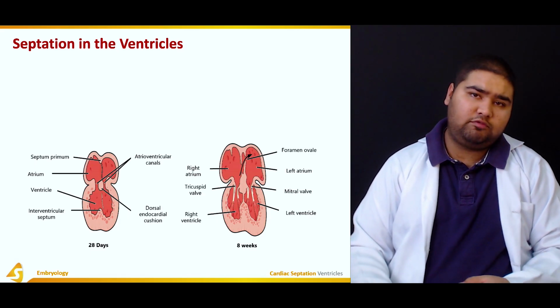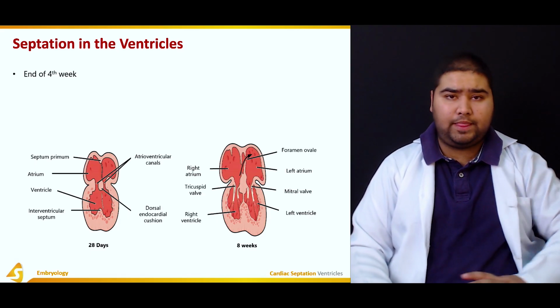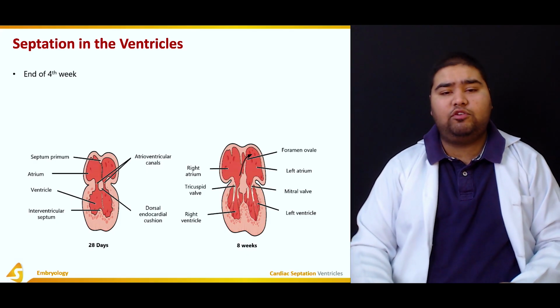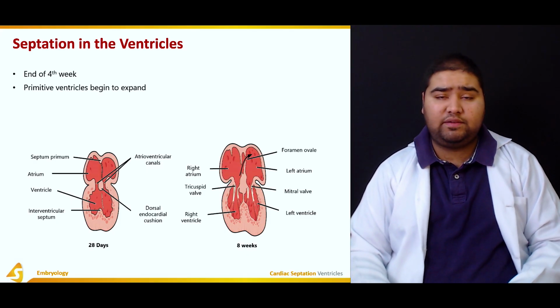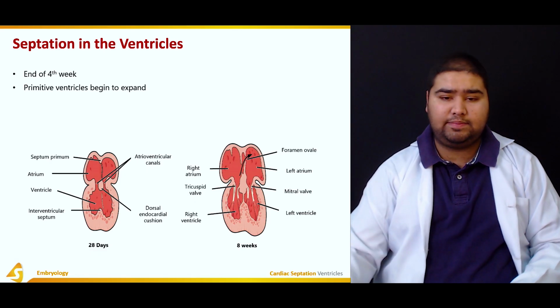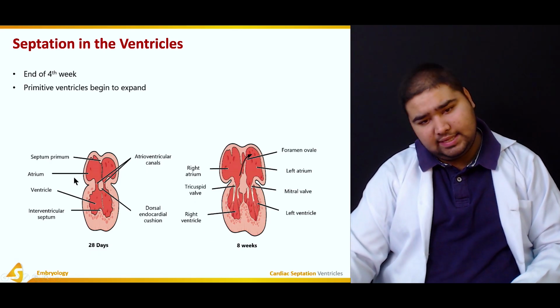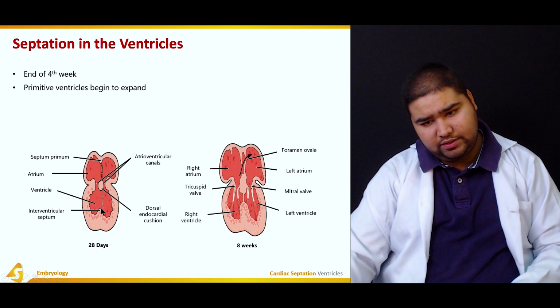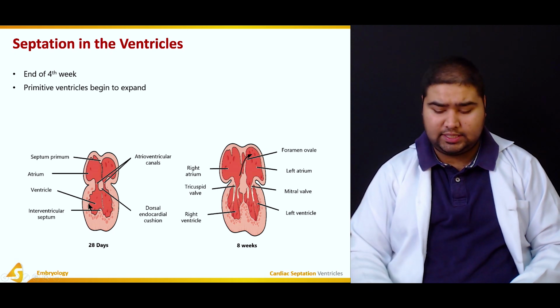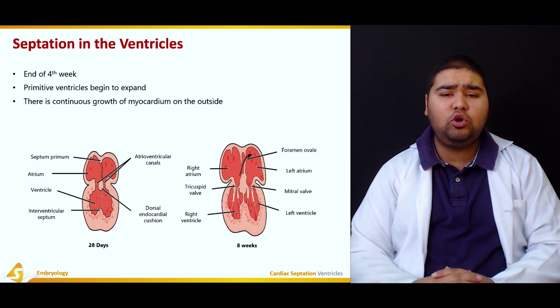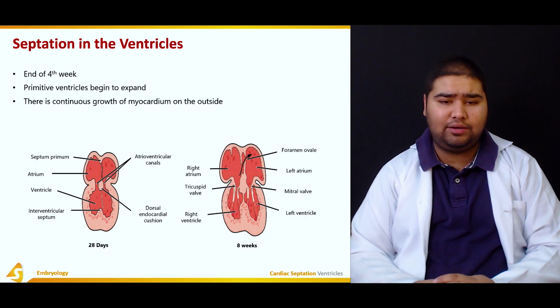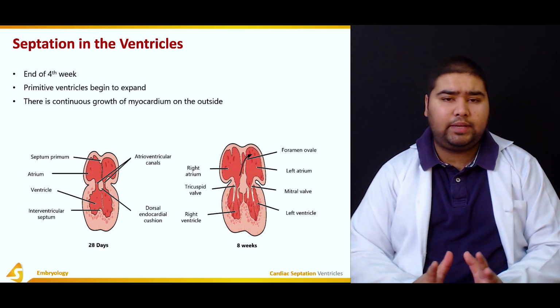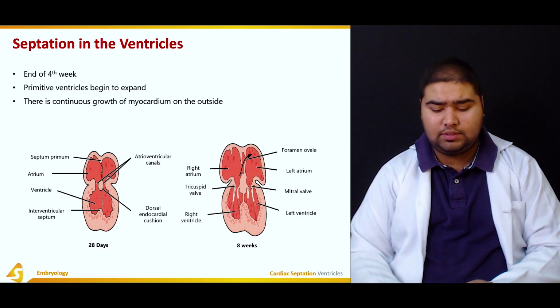Septation is the partition of the ventricle. Now the time frame is the end of the fourth week of development. The primitive ventricles now begin to expand. So these are the primitive ventricles. They now begin to expand. There's continuous growth of myocardium on the outside. So myocardium continues to grow on the outside.